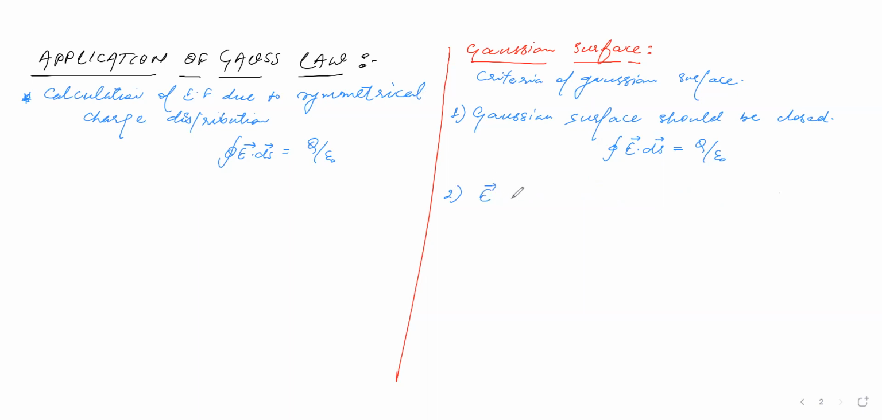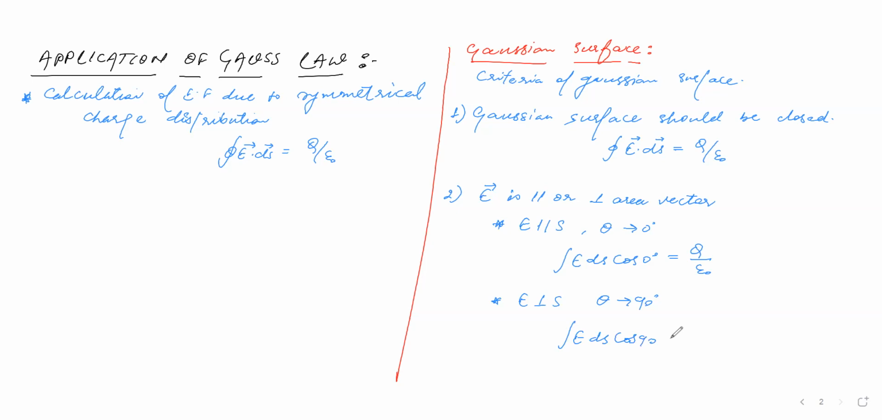Similarly, in the next point, the electric field should be either parallel or perpendicular to the area vector. When E is parallel to the area vector, theta will be 0 degrees, and the formula will be E ds cos of 0, which is E ds equal to Q over epsilon naught. And when E is perpendicular to S, theta will be 90 degrees. Then the formula will be E ds cos of 90, which is finally equal to 0. Why? Because we already know cos 90 is 0. Do you understand or not?